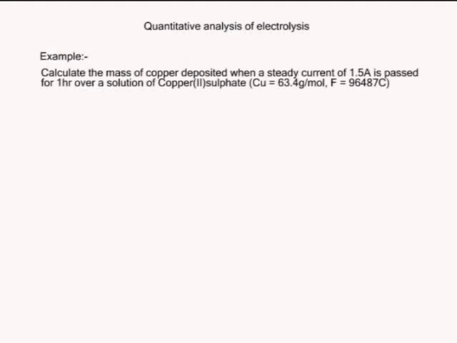For example, calculate the mass of copper deposited when a steady current of 1.5 amperes is passed for 1 hour over a solution of copper 2 sulfate. Now, we want to calculate the amount of copper that will be deposited. The first thing we need to find out is how much charge has been passed. So Q is equal to IT, which is equal to 1.5 amperes times 1 hour times 3,600. 1 hour is equivalent to 3,600 seconds.